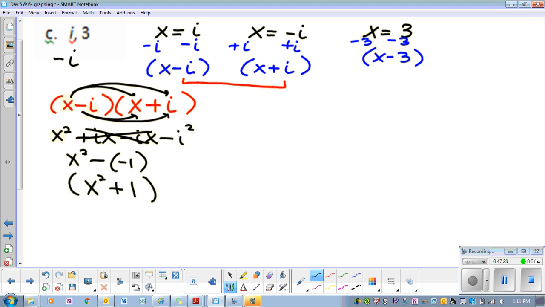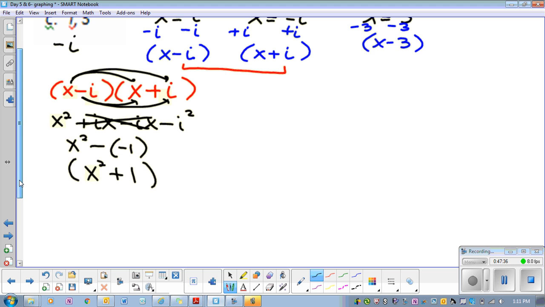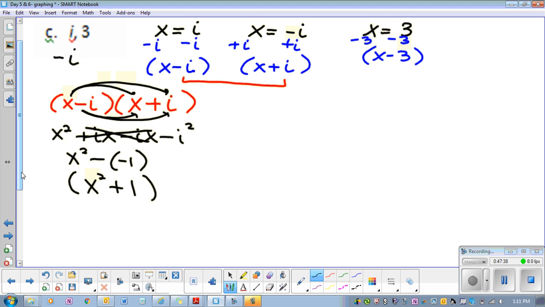Wait, so are we saying that negative i squared is 1, or negative 1? No. I squared is negative 1. So a minus minus gives you a positive. Because you already had a negative here, and this guy is negative 1, so you have a minus minus. So that turned into a plus.